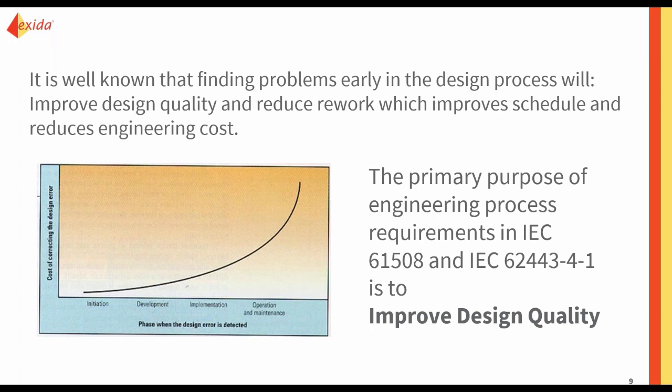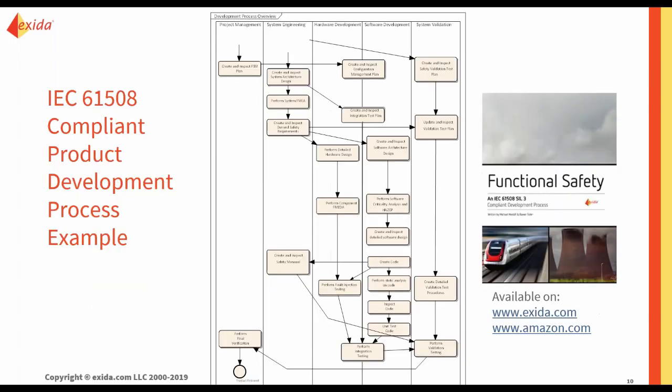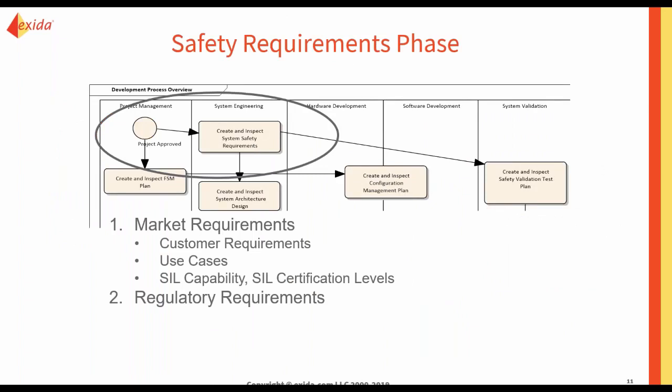Both of these standards, in fact, most of our customers want to see high levels of design quality. Now we're going to be talking about how the FMEA fits into this and helps us achieve these goals. And we're going to be using an IEC 61508 compliant development process example from the Exida Functional Safety book. And you want to read the whole book, help yourself. It's available on Exida and Amazon.